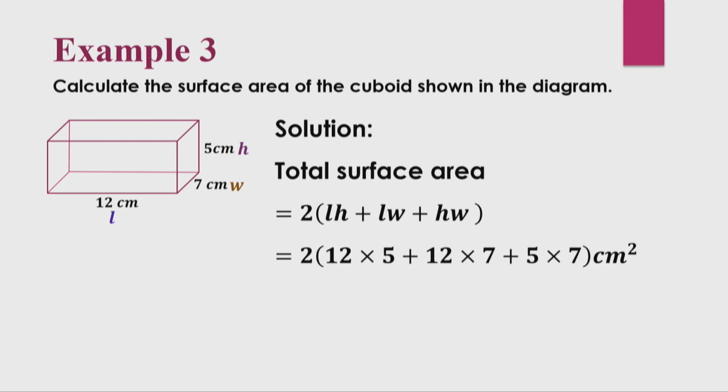Substituting the values, we get 2 into (12 multiplied by 5 + 12 multiplied by 7 + 5 multiplied by 7). Simplifying this, we get 2 into (60 + 84 + 35). Evaluating this, we get 358 centimeters square.